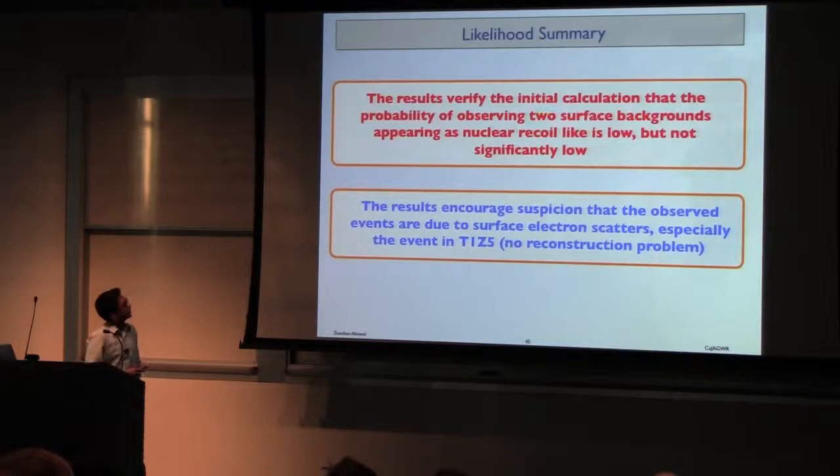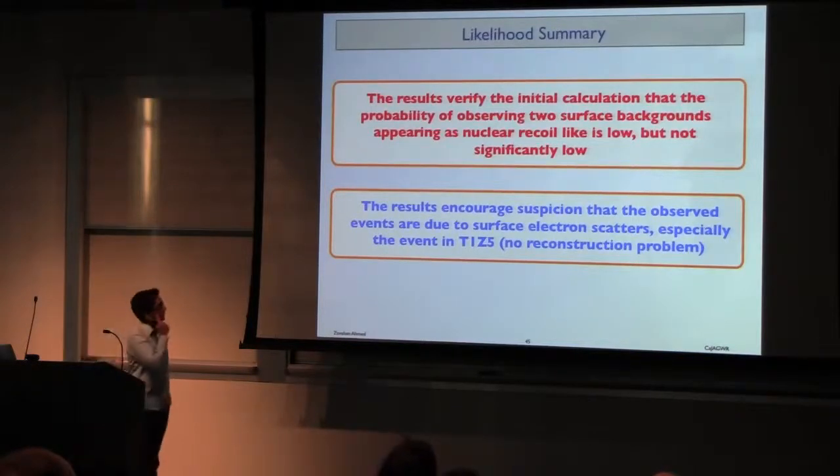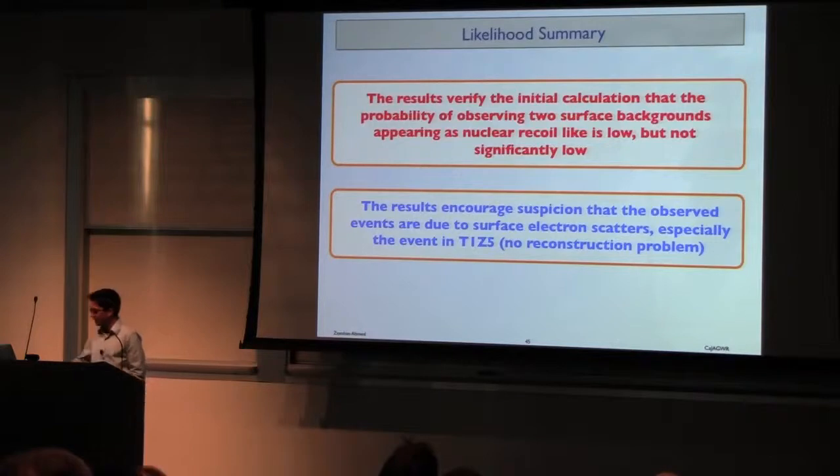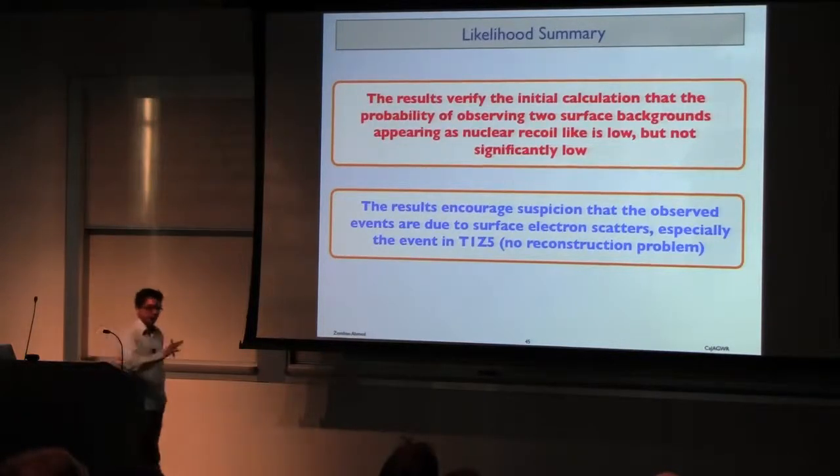So the results verify the initial calculation that the probability of observing two surface backgrounds appearing as nuclear recoil is low. So the probability is low, but not significantly low. Okay, and of course they incur suspicion that these are actually background events. All right. So that's kind of the conclusion of the analysis bit.